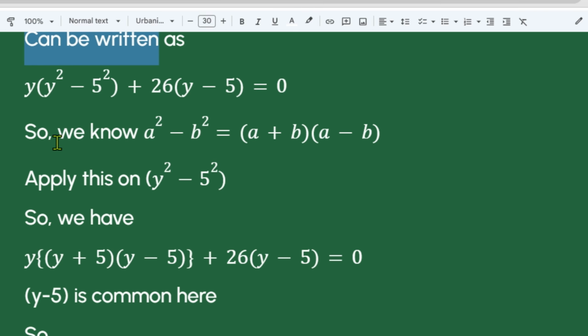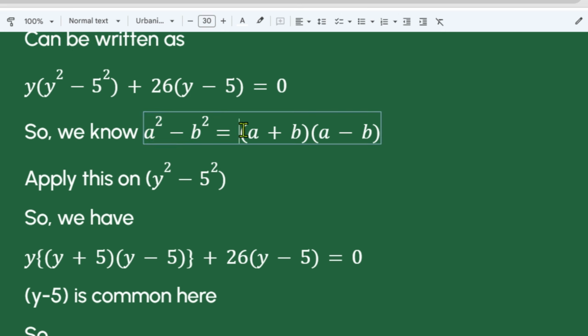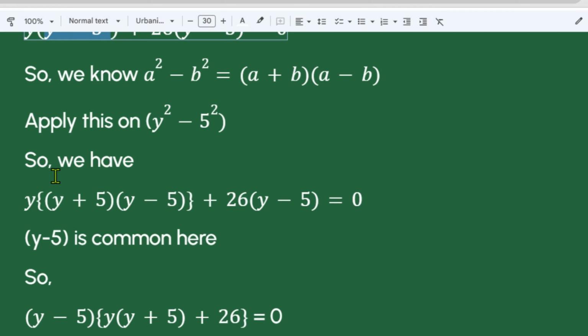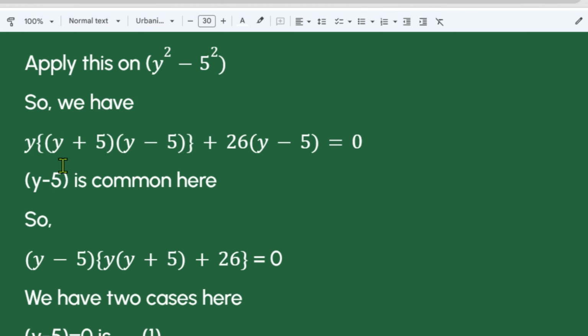So we know a squared minus b squared equals (a plus b) times (a minus b). Apply this on y squared minus 5 squared in the equation. Follow the steps on screen.